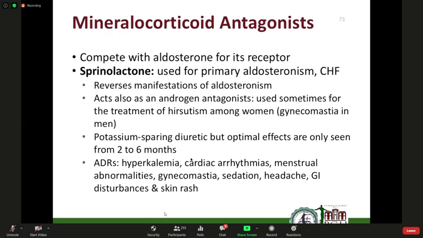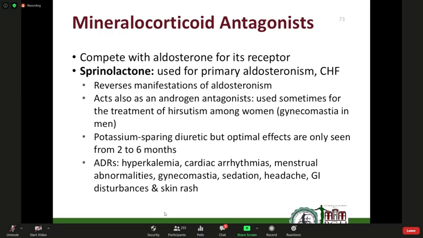It's also a potassium-sparing diuretic, but it's a very weak diuretic, and the optimal effects are seen after several months. And being a potassium-sparing diuretic, it may cause hyperkalemia by antagonizing the effect of aldosterone on potassium secretion.